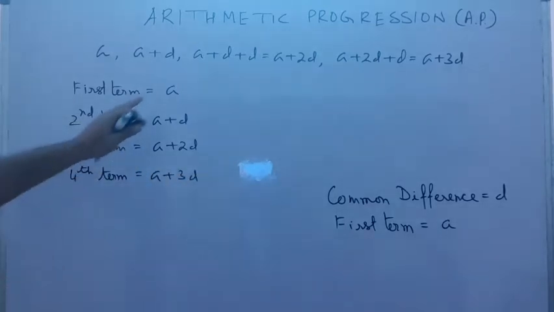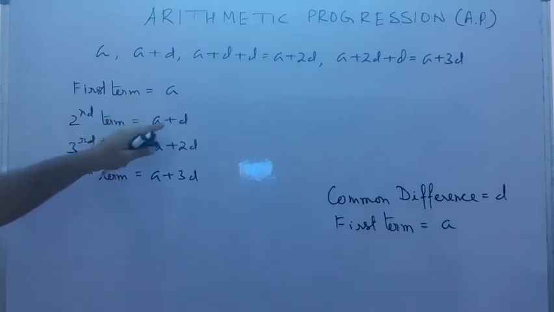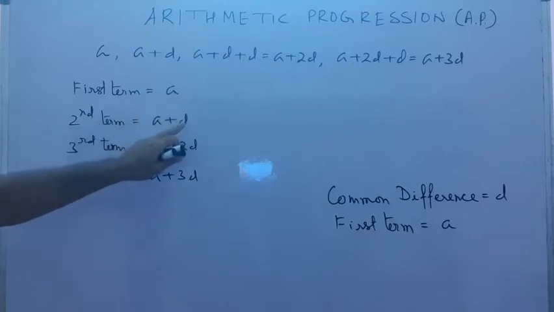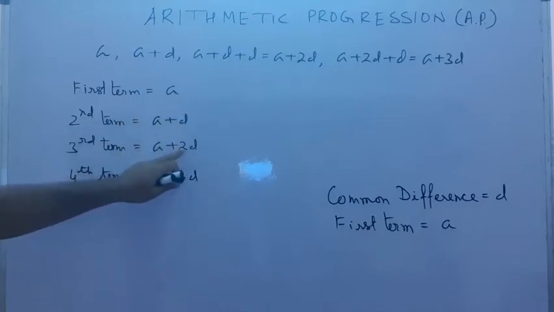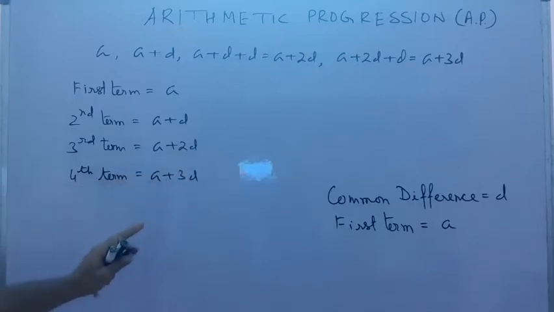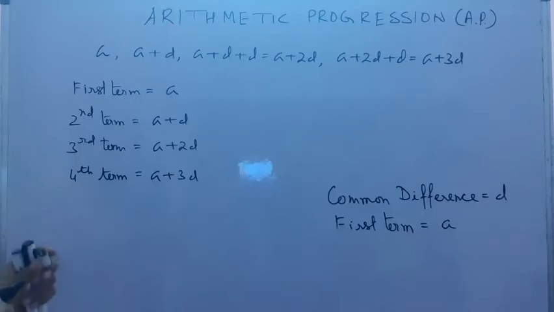Now see, in every term a is there. Just you see the d. In the first term you cannot see d. In the second term d is there, coefficient 1. In the third term the coefficient of d is 2. In the fourth term the coefficient of d is 3. Just you observe the coefficient of d.